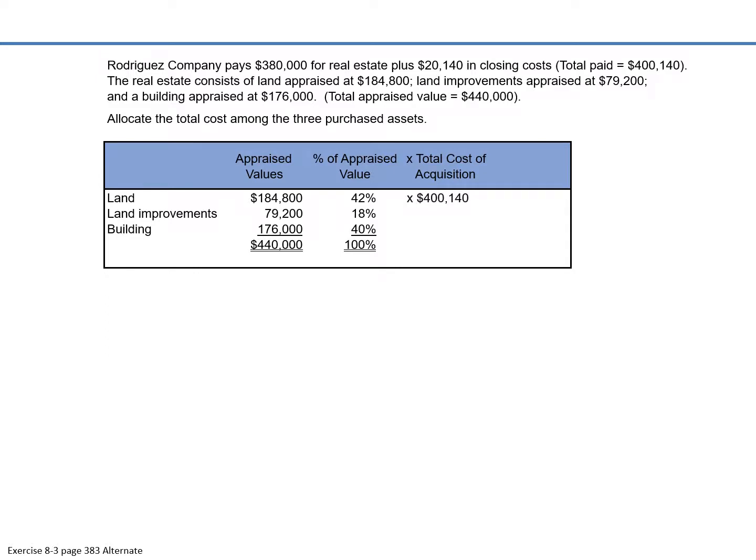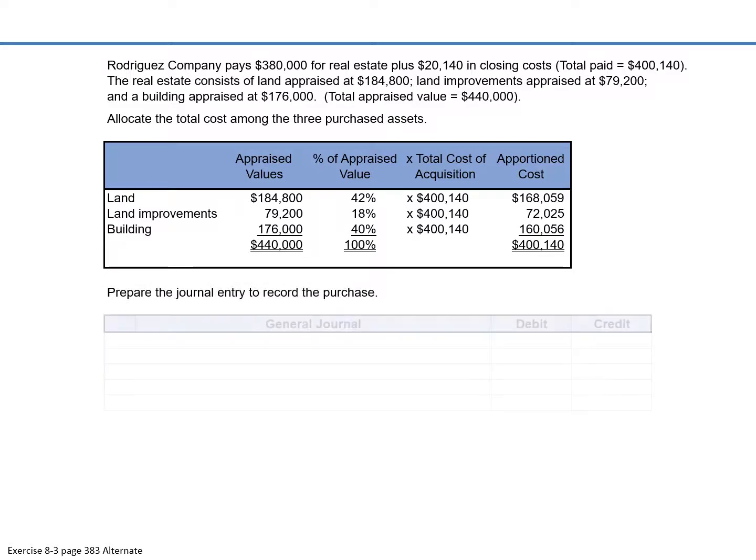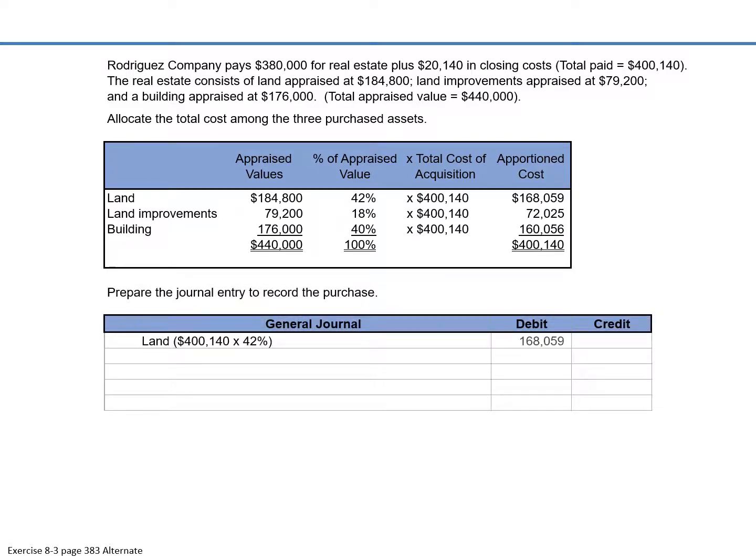Take each of those values times the total cost, which is going to be your $380,000 for the real estate, plus your closing costs. You should have a portion cost as shown there. And if we do our journal entry, debit land for the apportioned cost, debit land improvements, debit building, and credit cash. All right.